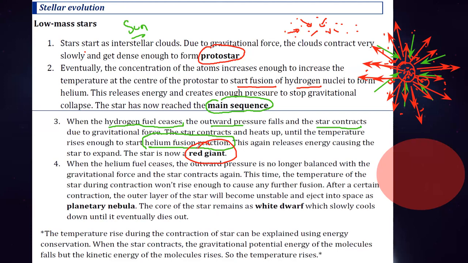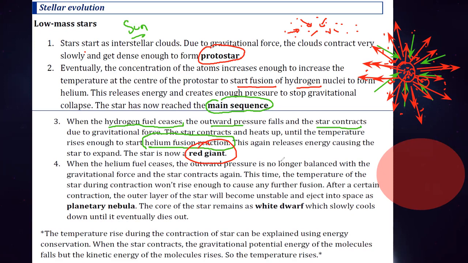Once the hydrogen is used up, the size of our sun will decrease. When the size decreases, the core temperature will increase and the nuclear fusion of helium increases, and that produces too much energy, which increases the size of the sun. When the helium fusion starts to decrease, the outward pressure is no longer balanced with the gravitational force and it will contract again.